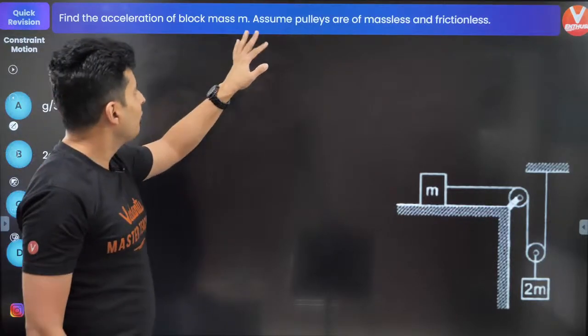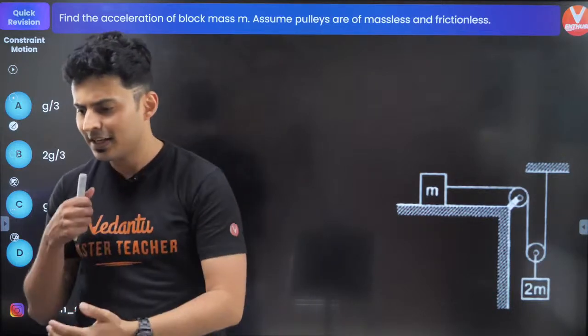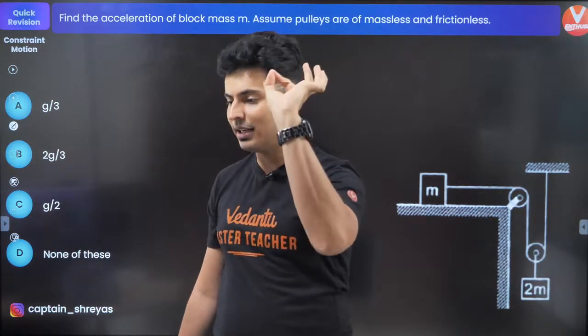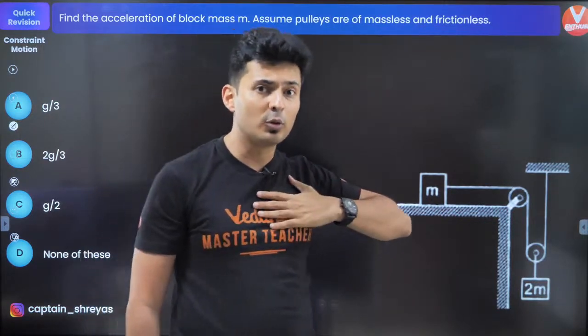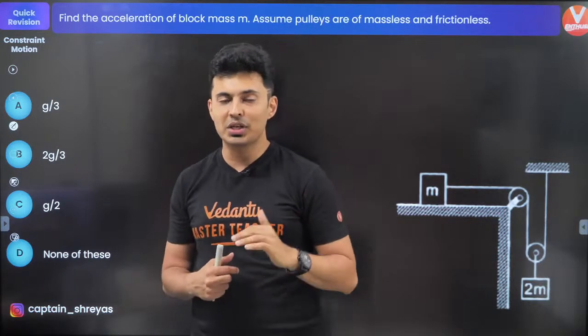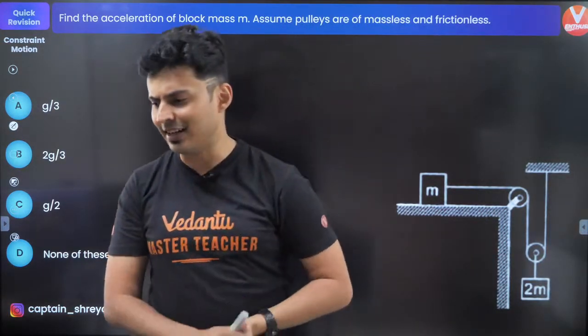Find the acceleration of block M. Assume pulleys are massless and frictionless. Okay, this is a straightforward, direct question. I want you guys to solve this within a minute. I'm also going to start solving. If you're watching it recorded, pause it and then see the solution. Or if you're watching it live, you can replay it later or just see the final answer.